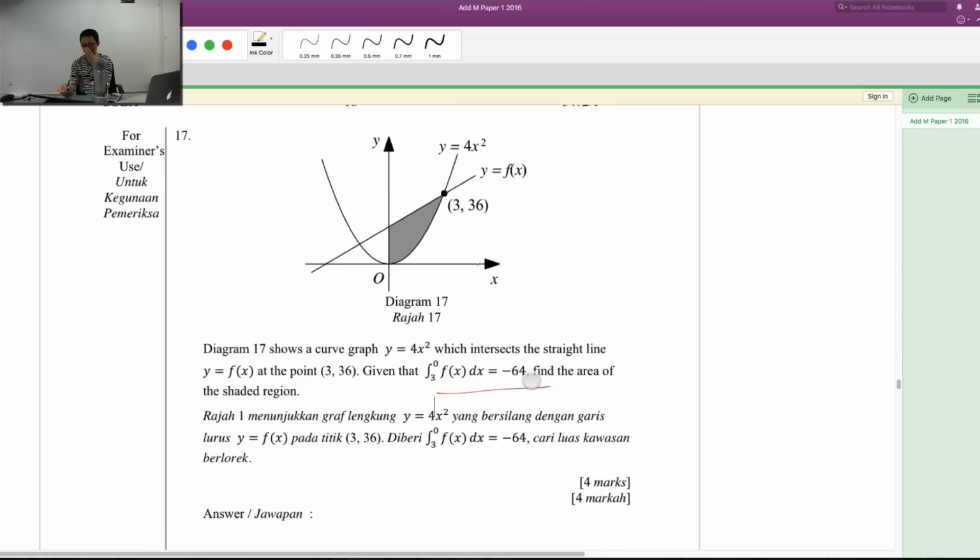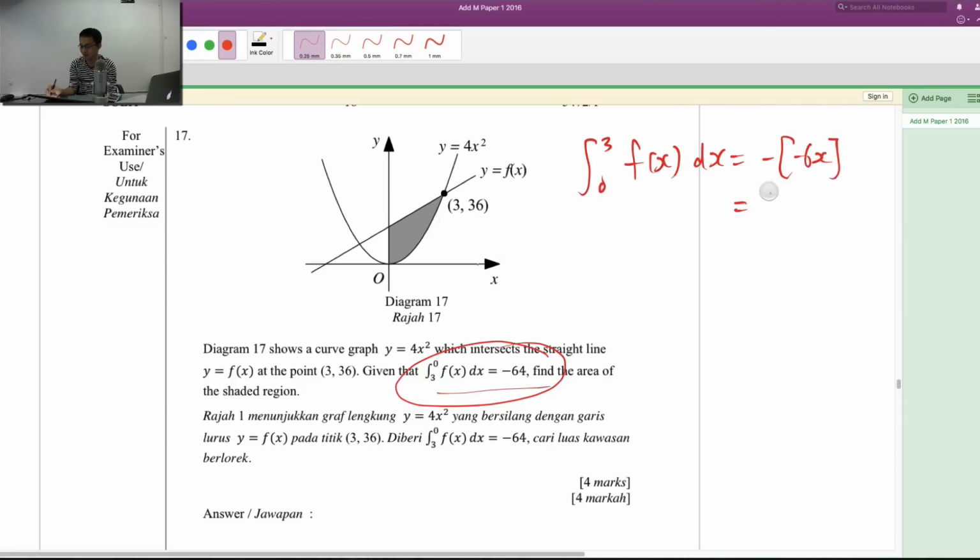Okay, this one actually is not too bad, but this one is a bit confusing. So what I will do is, in order to go from 3 to 0, I will change it to 0 to 3. But when I change to 0 to 3, you have to add a negative for the opposite here. So negative negative basically gives you positive 64, not 6x. So it's 64. So that means you integrate f(x) from 0 to 3, you basically get this one.